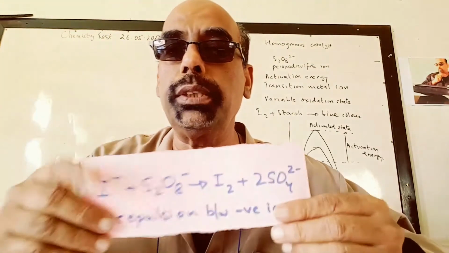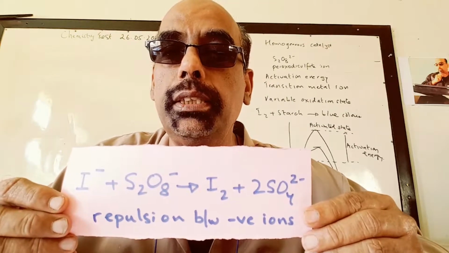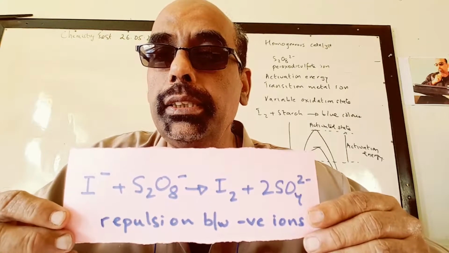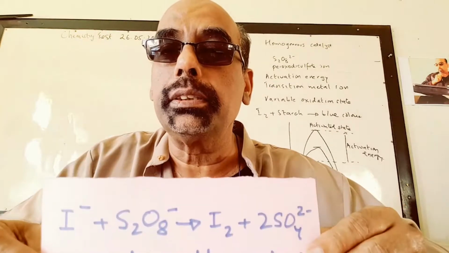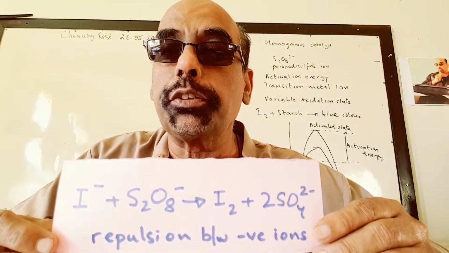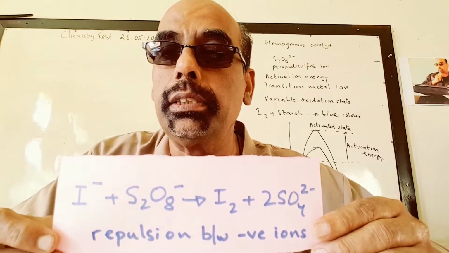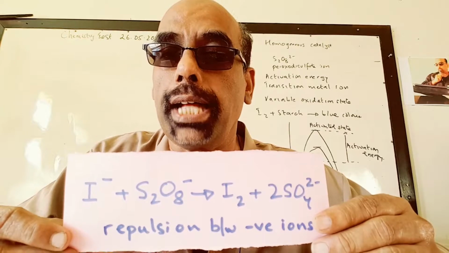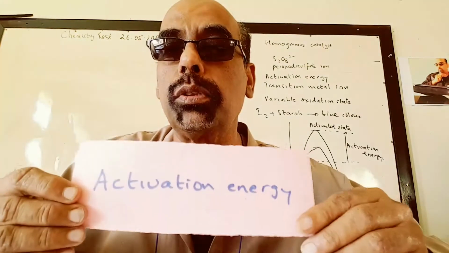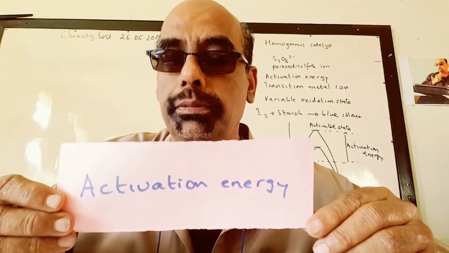The reaction between iodide and peroxydisulfate gives iodine and sulfate ion. Iodide is negative, peroxydisulfate ion is also negative. These two negative ions repel each other. So it is difficult for them to collide, difficult to react. The activation energy is high. Two negative ions colliding have a high activation energy.